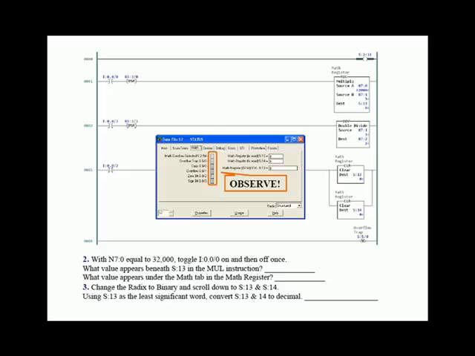Now occasionally I say S:S2, because there is only one file 2 in the data file structure for SLCs and MicroLogix. They drop the 2 and just put S, because there is only one status file.